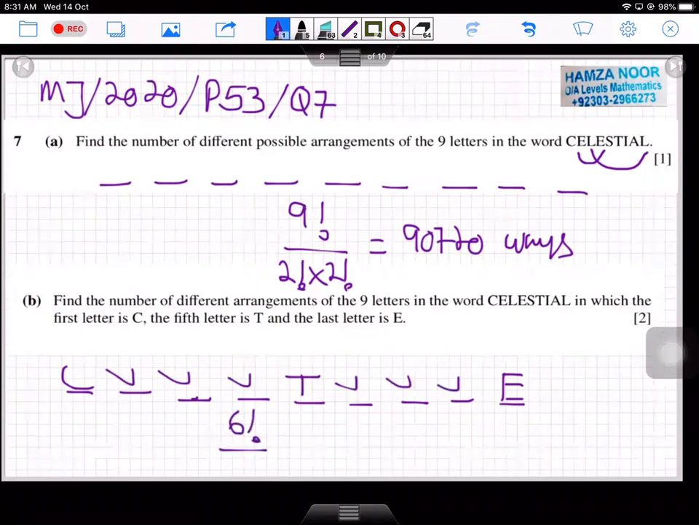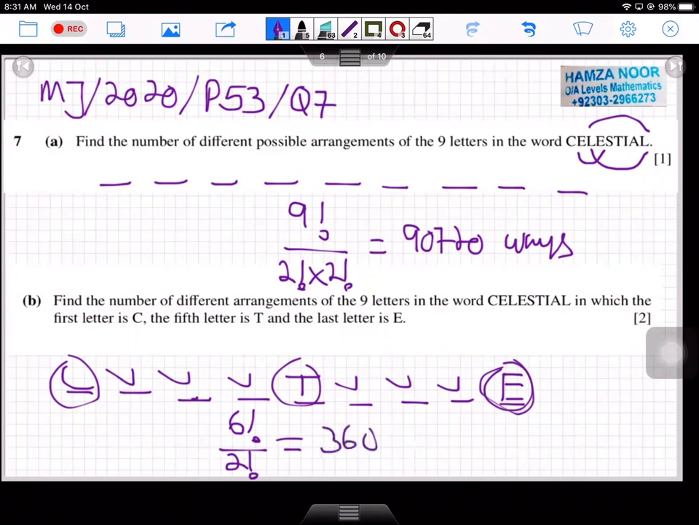The two E's won't be repeating themselves because one E is already placed. So two L's are repeating themselves because L is not in these positions. So 6 factorial divided by 2 factorial. How much is it? 360 ways. Easy. Let's come on to the next part.